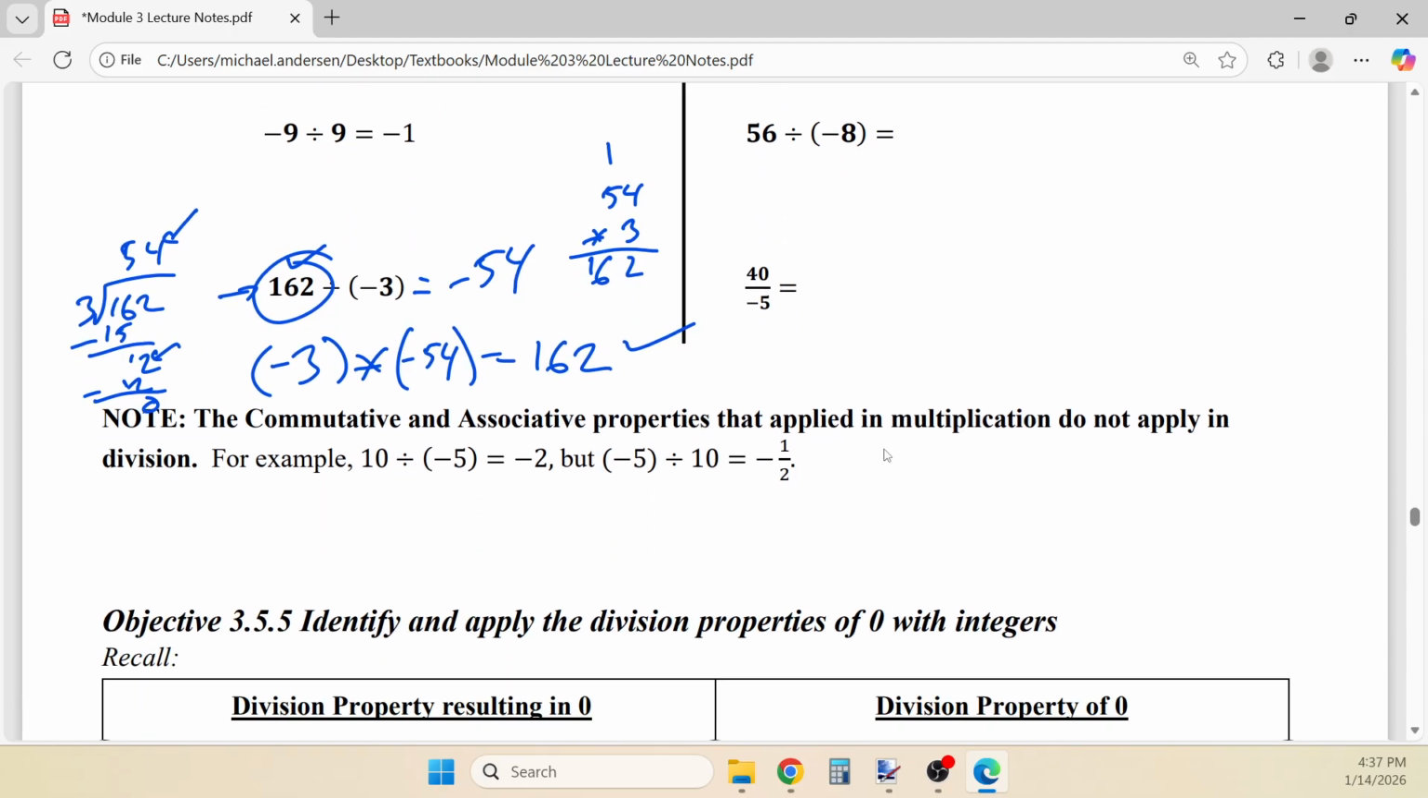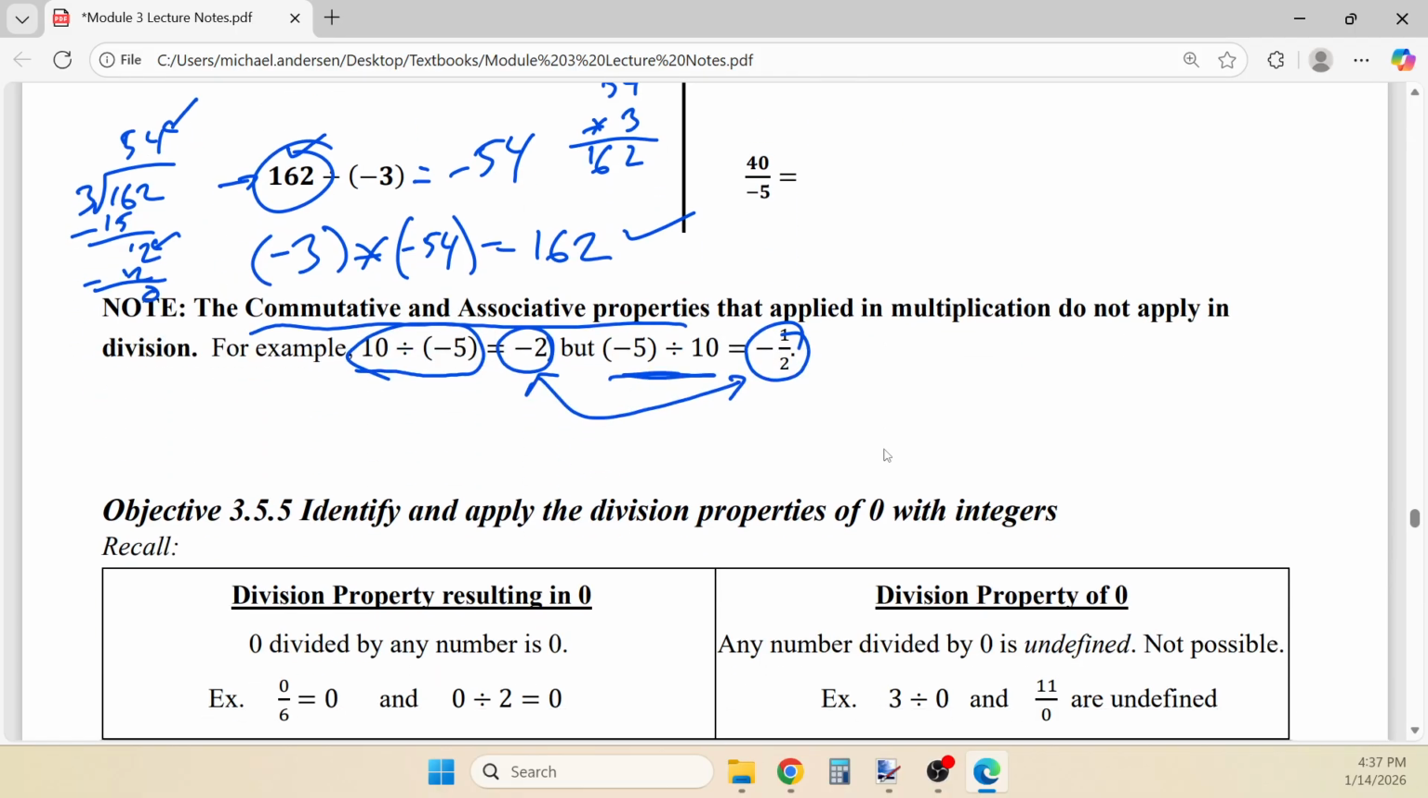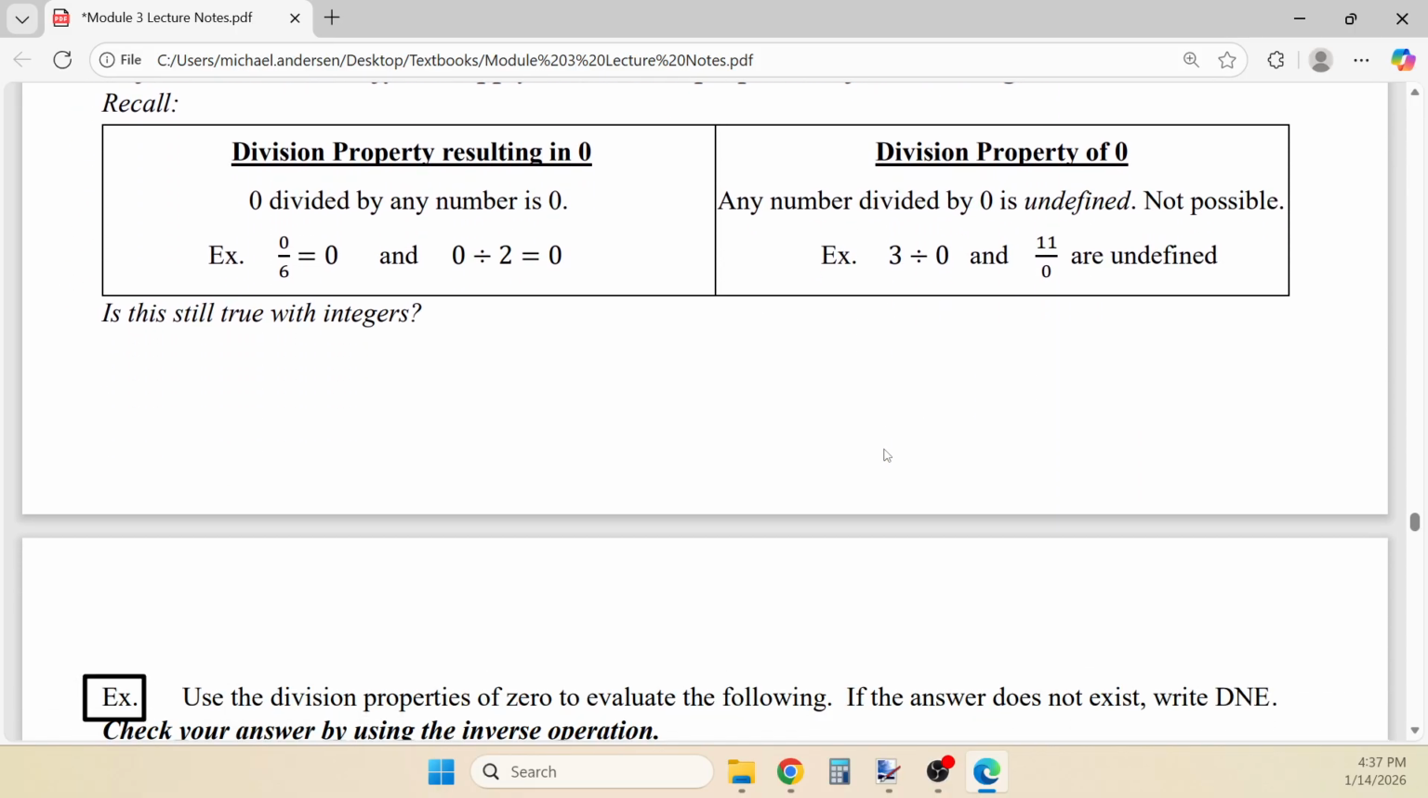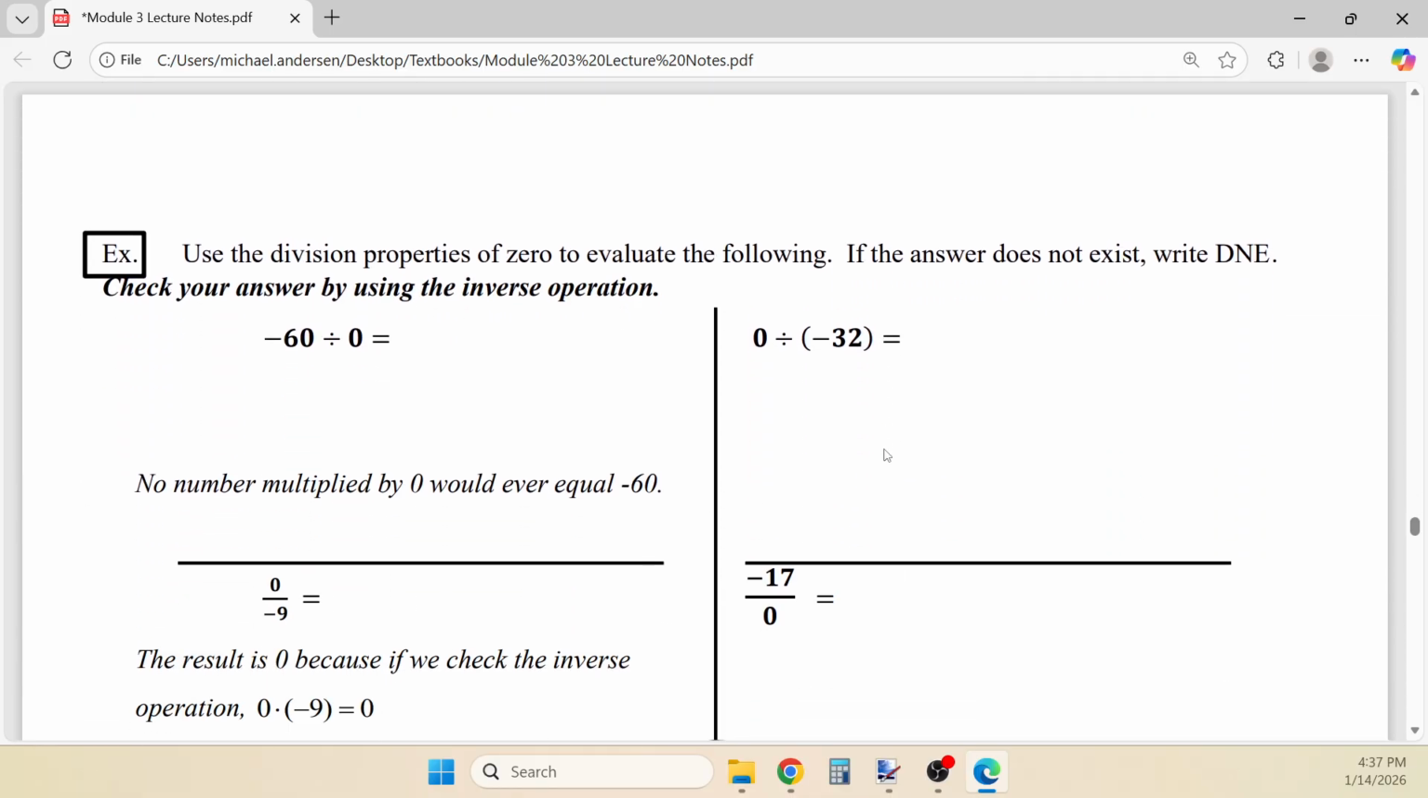So, just like subtraction, commutative and associative properties do not apply. 10 divided by negative 5 is negative 2. Negative 5 divided by 10 is negative 1/2. These are not the same number, so we cannot switch the order in your division problem and keep the same answer. Multiplication and addition work that way, though.